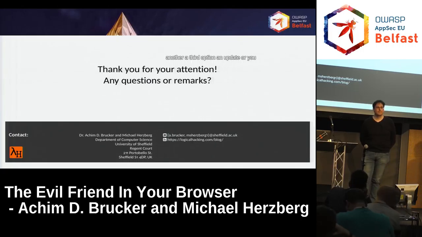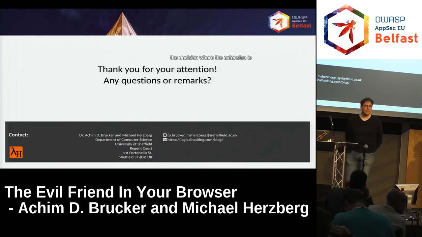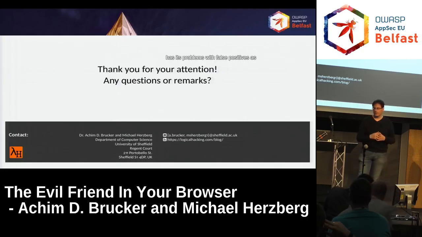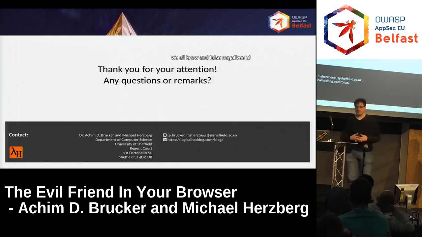What do you think about allowing the backend application to take the decision whether the extension is allowed or not to run in the application context? I would say, more generally, making the application software more intelligent in terms of doing real-time analytics, for getting more insight if the client side is unmodified or not, makes a lot of sense and is a very good security measure. It's quite a high effort. It has its problems with false positives, as we all know, and false negatives, of course. It's also not a perfect solution. And I would say it's kind of a catch-and-run game.